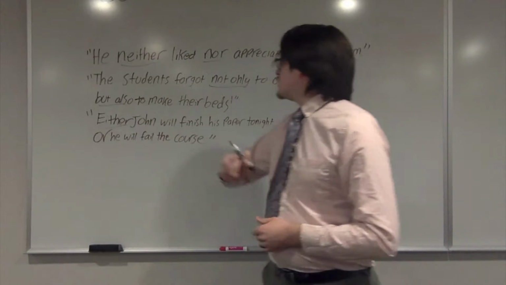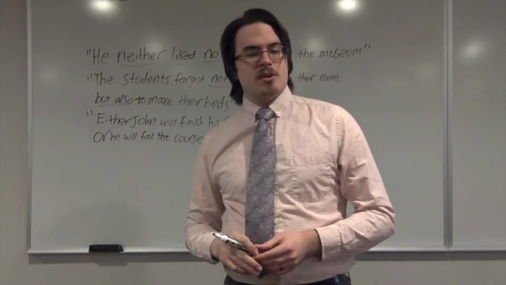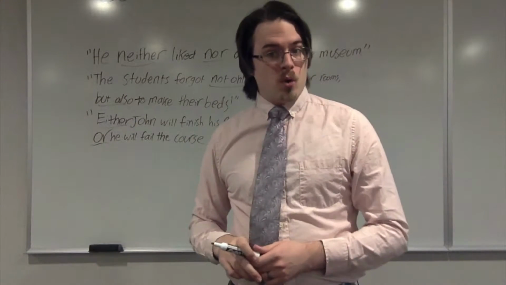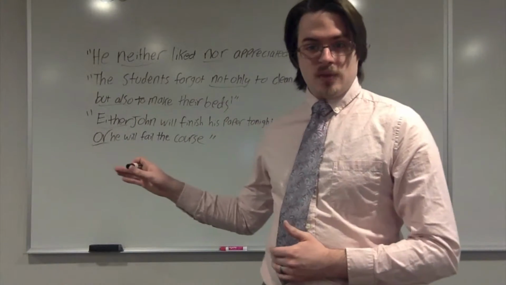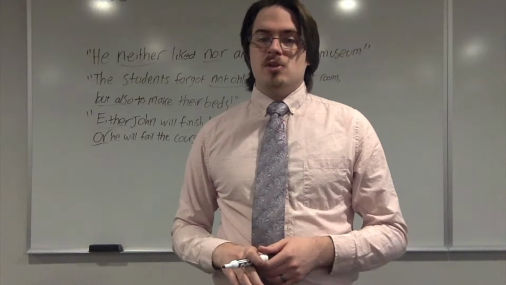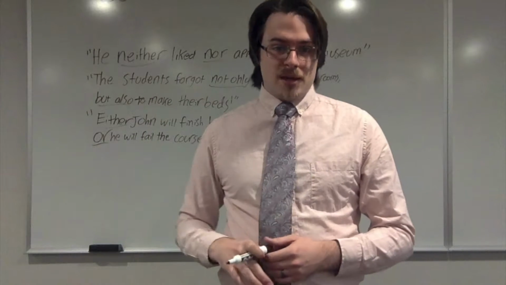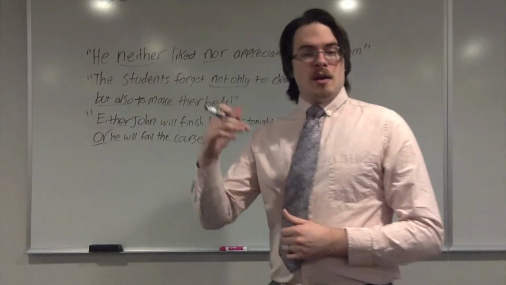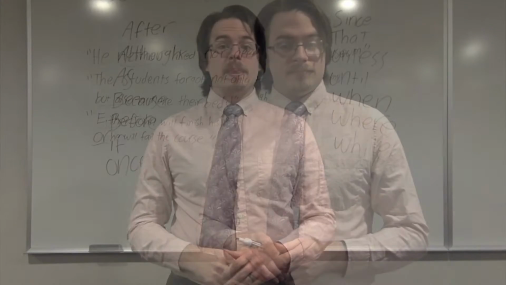And here the final example. Either John will finish his paper tonight, or he will fail the course. In this instance, we have the correlative conjunctions either or being used to connect 2 independent clauses. John will finish his paper tonight, or he will fail the course.